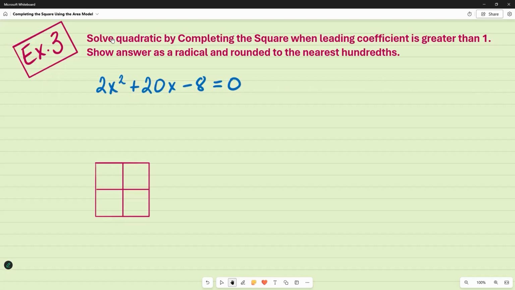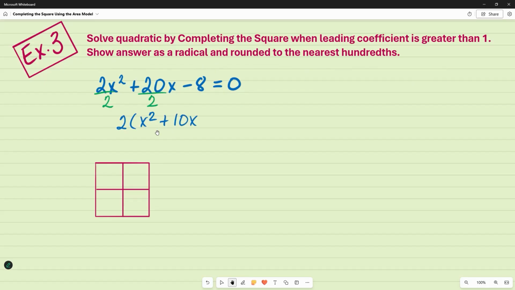On example 3, we are asked to solve the quadratic by completing the square when the leading coefficient is greater than 1. So I'm going to show my answer as both a radical and also as a decimal that's rounded to the nearest hundredths. When you see that your leading coefficient is not 1, what you're going to do is just divide whatever this number is for both of your variable terms only. We're going to move the constant over to the side for a minute.